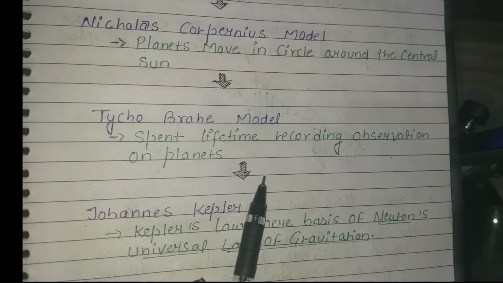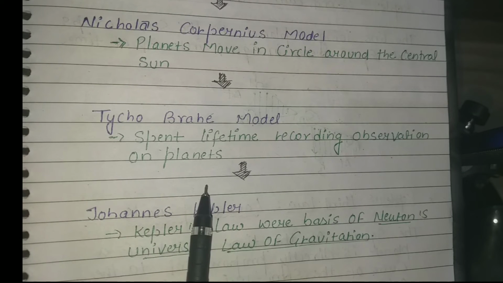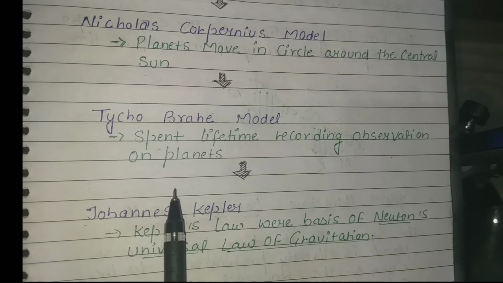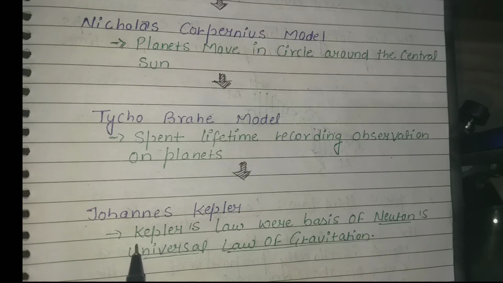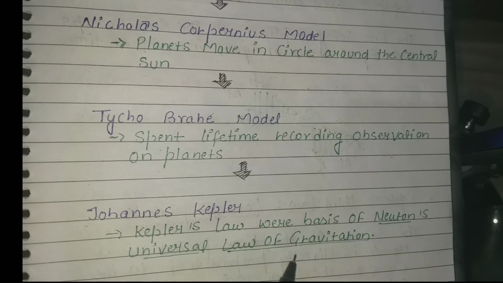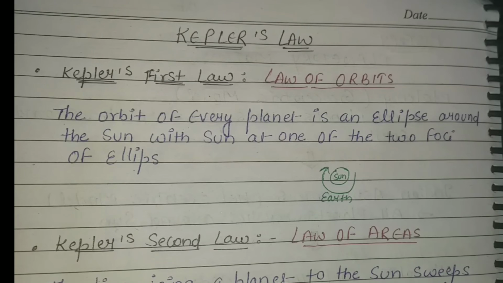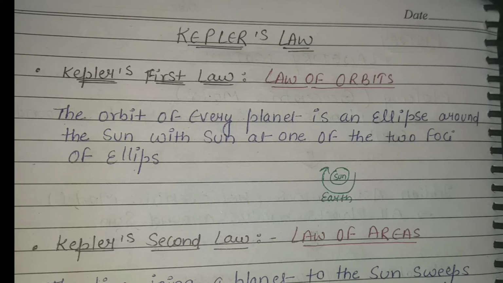Brahe's model also comes into existence, in which he spent his lifetime recording observations of the planets. And at last, Johannes Kepler comes into existence, and he concluded Kepler's laws, which were the basis of Newton's universal law of gravitation. Let us discuss Kepler's first law, which is the law of orbits, in which he explained that the orbit of every planet is an ellipse around the sun, with the sun at one of the foci of the ellipse.